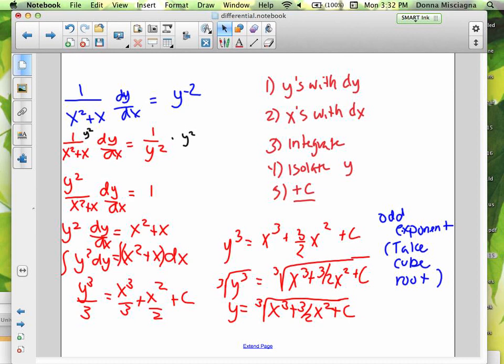On the bottom left, the y cubed divided by 3, is it only because it's x squared divided by 2 that you divided it by 2? No, that's what you get when you take the antiderivative. The antiderivative of x would be x squared over 2. Here we're integrating, so the exponent increases by 1 and we divide by the same amount. That's the power rule.